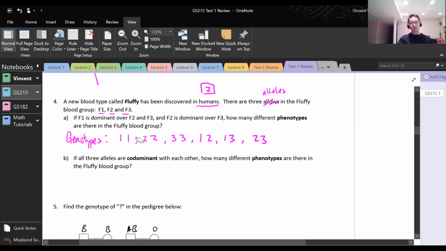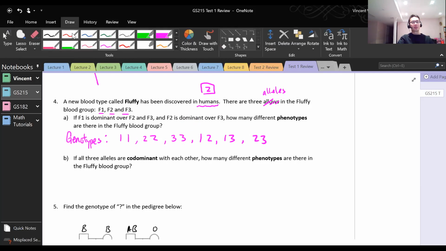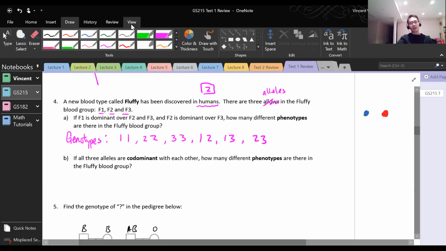These are just combinations of different alleles. If the letters confuse you, just think about like you have 3 colors: red, blue, and green, and you can only take 2 at a time. How many different combinations are you going to be able to get? You can have 2 reds, 2 blues, 2 greens. Red, blue, red, green, and blue, green. So that's essentially what this is.